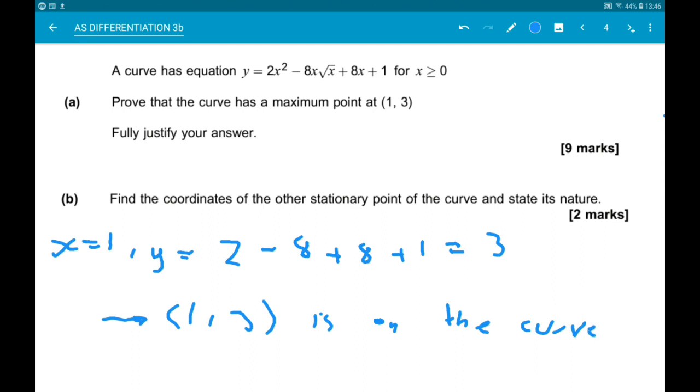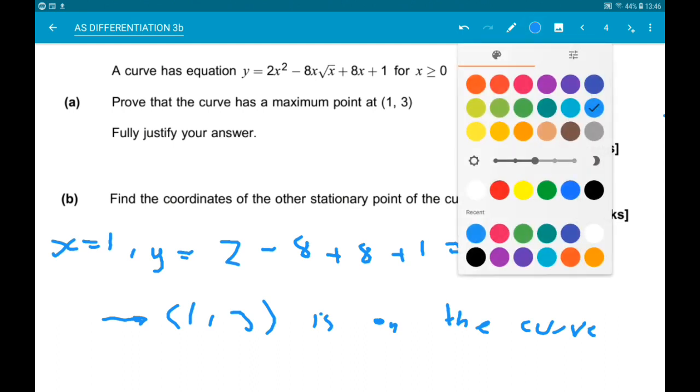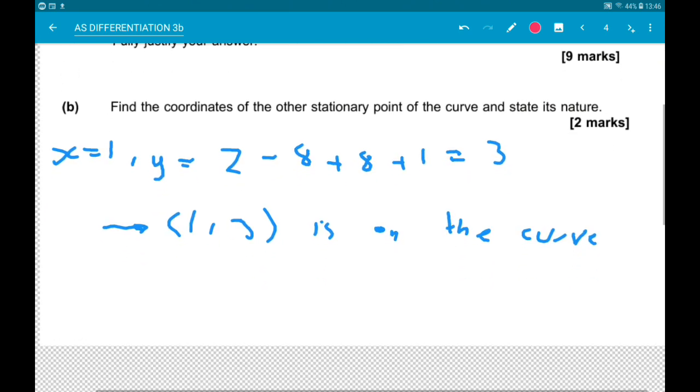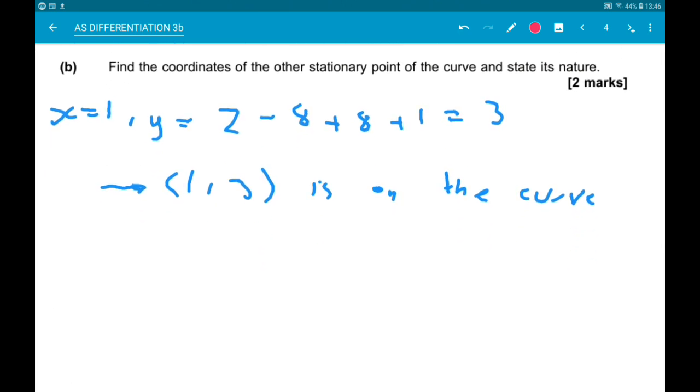Okay, next we need to check that it is a stationary point. So, again, we could say that for a stationary point, dy by dx must equal 0. So we're going to find dy by dx, sub in x equals 1, and hopefully we will get 0.